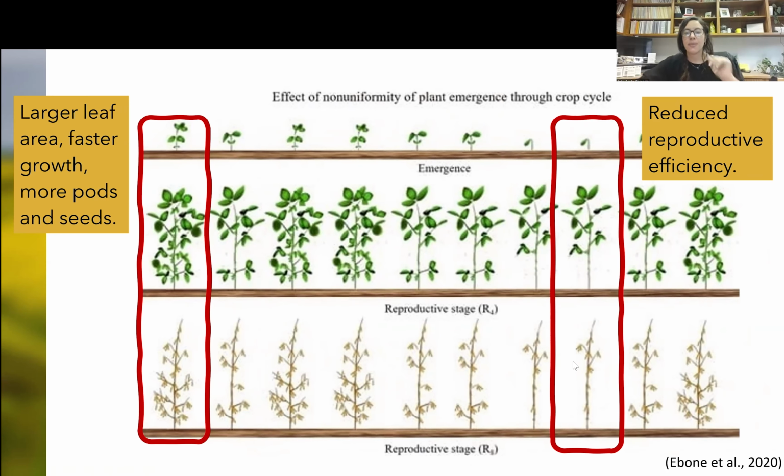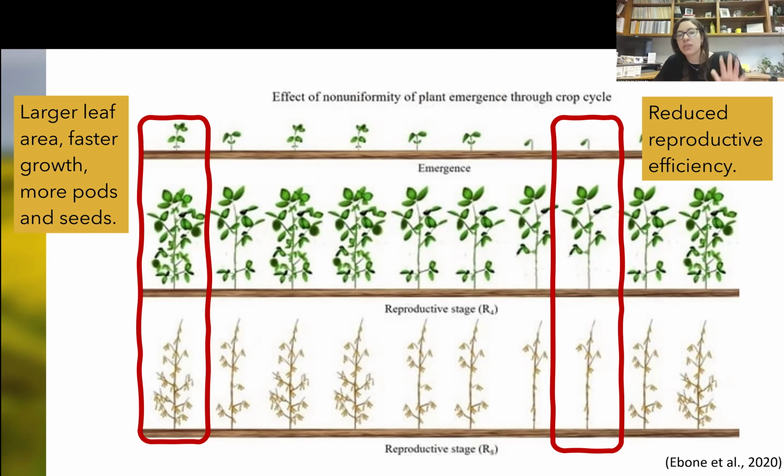The thing is that if you go to the last part of the graph where you have the reproductive stage, what you can see is that even though these plants have the same height, these plants have way less number of pods. So what is happening, and we always use fancy words for this, we say it has a reduced reproductive efficiency. So it generates less number of pods per unit of biomass. So we have way less number of pods. That's actually what we care about.